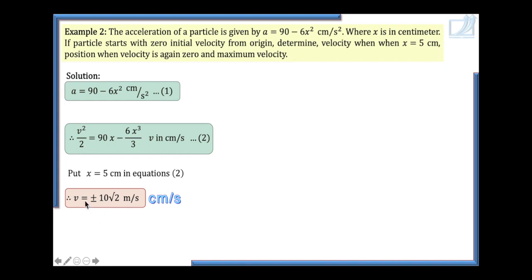Okay. So we have found out v. Just put x is equal to 5, you got velocity. Okay. Now what is the next question? Position when velocity is again 0. So you want to know x when v is 0. Of course, at the origin velocity is 0, it is already given. That is why this word again is used here. That is, once the particle starts moving somewhere, its velocity is again 0. What is that position? That is asked in the problem.